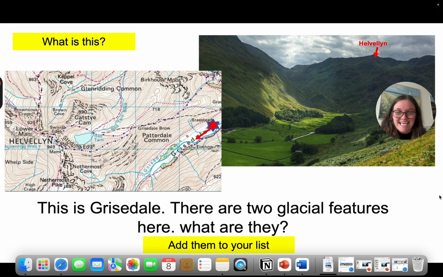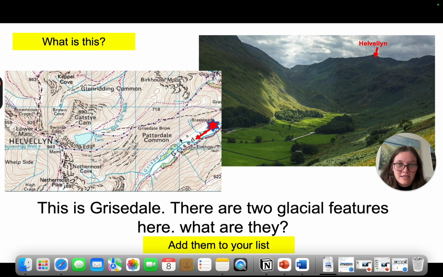Next, what is this? This is Grisdale. There are 2 glacial features here. What are they? So you need to look at this picture a little bit more here. So what can you see going on here? What kind of glacial feature is this? And then also you want to look up here. What glacial feature is that?